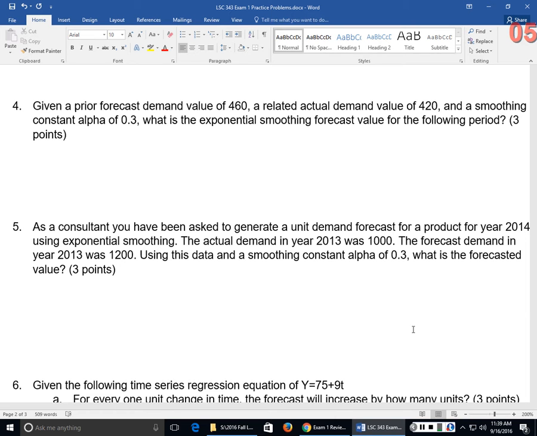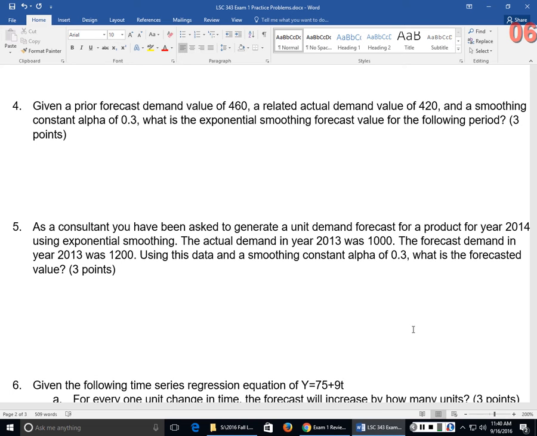Which is your actual from the previous time period minus your forecast. Okay, so Taylor, help me plug in the numbers. My forecast from my previous time period was what? Is it 420? Given a prior forecast demand value of 460. Okay, so 460 plus my alpha of 0.3 times my actual minus my forecast. So 460 minus 420. Maybe actual is, oh, okay, 420 minus 460.